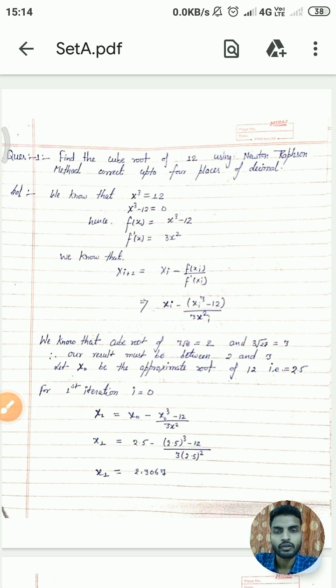Now I am going to solve the question paper of first internal set TA. The first question is: find the cube root of 12 using the Newton Raphson method, correct up to 4 places of decimal.